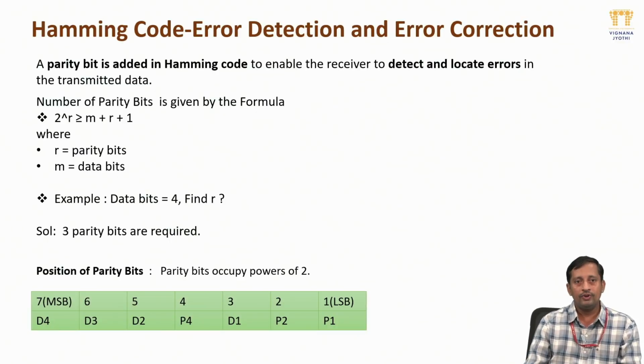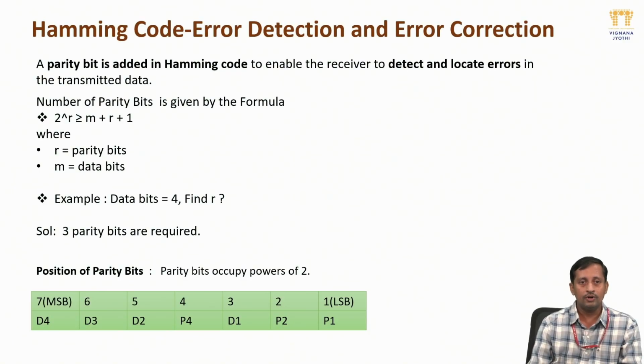So first, why do we add parity bits? As I said, parity bits are of two types, even parity and odd parity. This is added to the Hamming code to enable the receiver to detect and locate the error in the transmitted data. When we are transmitting any data from a transmitter to a receiver, along with the data we will add the parity bits. Those parity bits help to detect and locate the errors based on even parity and odd parity.